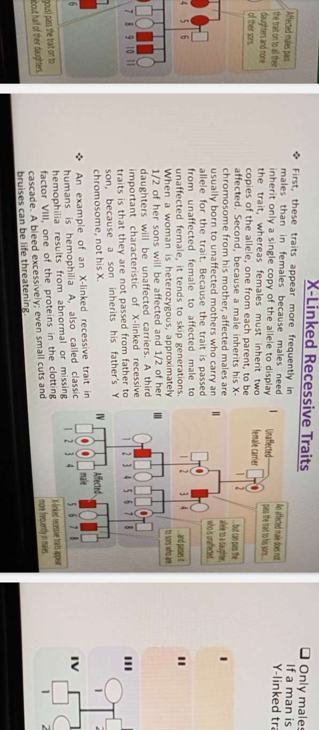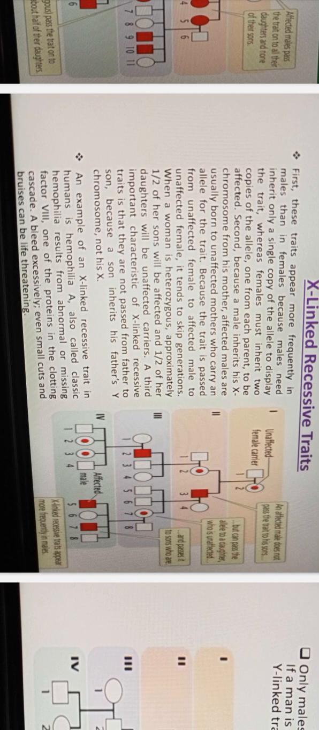X-linked recessive traits skip generations. When a woman is heterozygous, approximately 1/2 of her sons will be affected and 1/2 of her daughters will be unaffected carriers. A third important characteristic of X-linked recessive traits is that they are not passed from father to son, because a son inherits his father's Y chromosome, not his X.